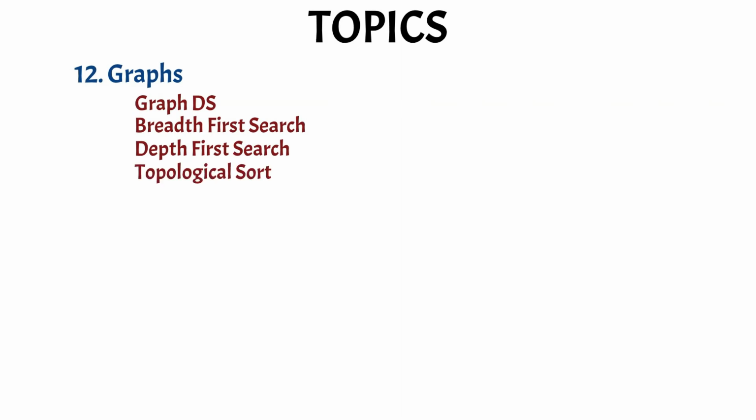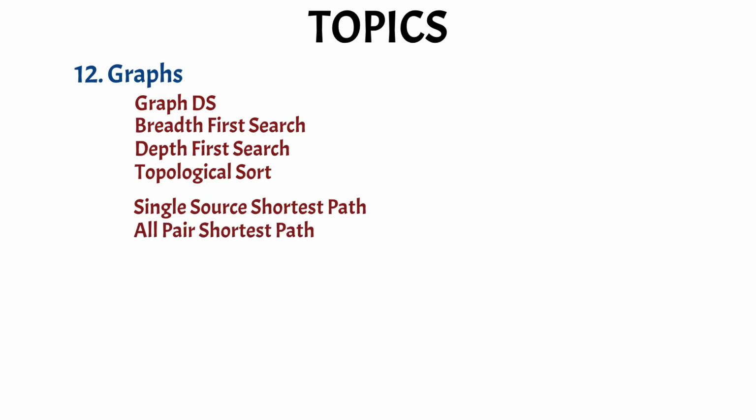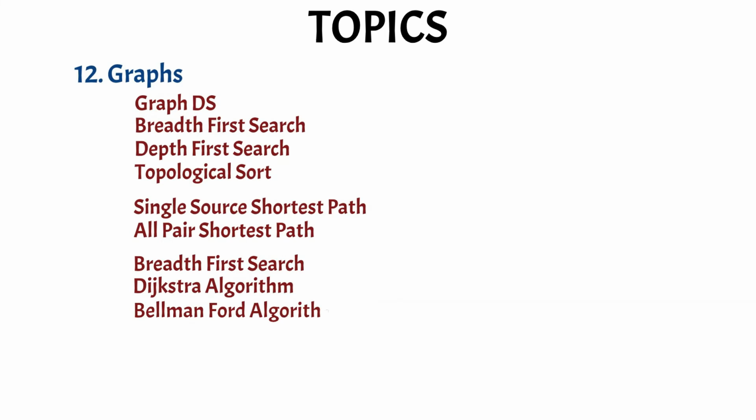After getting all the conceptual understanding about the graph data structure and also its algorithms, we will solve some problems to further deepen our understanding. For example, we will solve problems like single source shortest path problem and all pair shortest path problem. We will solve these problems using 4 different algorithms, which are breadth-first search, Dijkstra algorithm, Bellman-Ford algorithm, and Floyd-Warshall algorithm. And finally we will also understand why we should not be using the depth-first search algorithm to solve these problems.